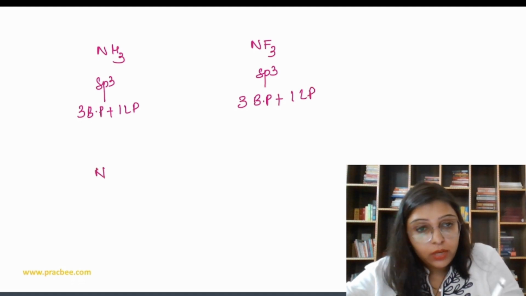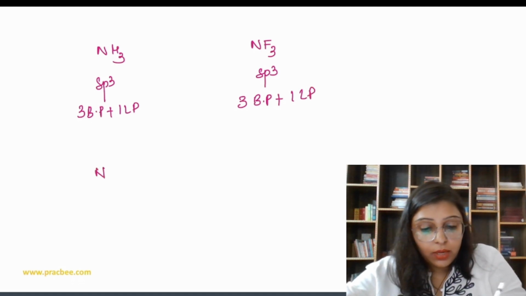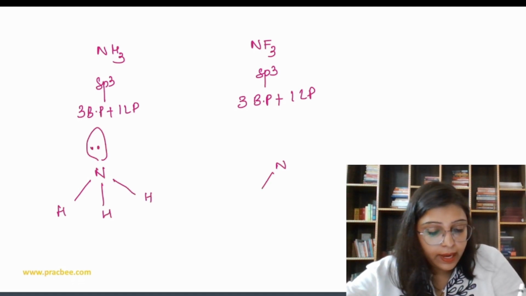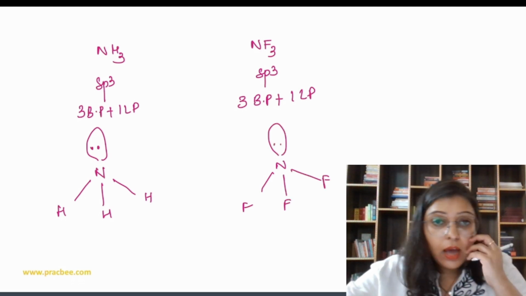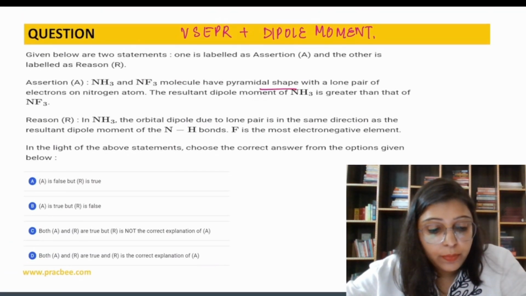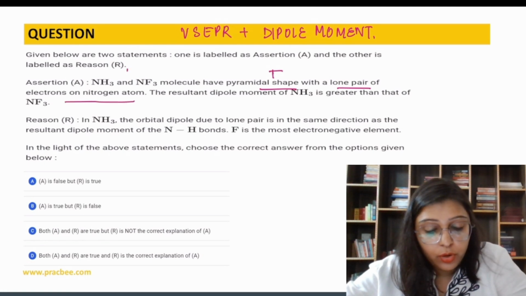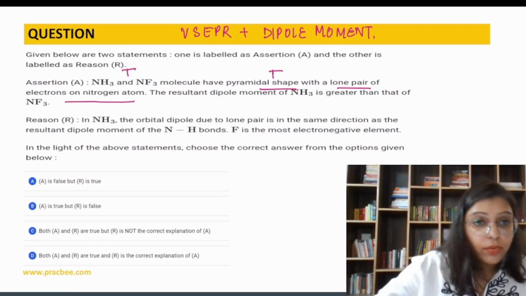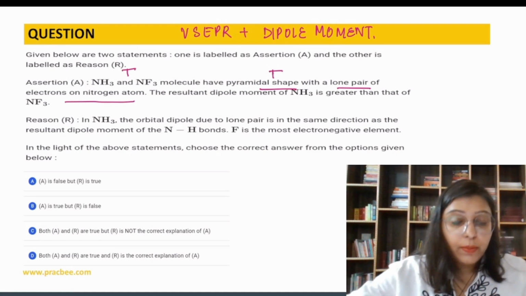If I write down the correct shape, it is going to be H, H, H, a pyramidal shape. Here N, F, F, F. Now it says the molecule has pyramidal shape with a lone pair of electrons on the nitrogen atom. True. The resultant dipole moment of NH3 is greater than that of NF3. Now we have to check the dipole moment.